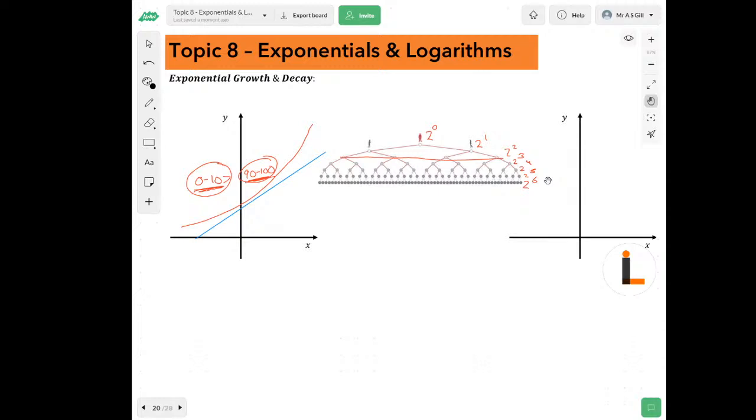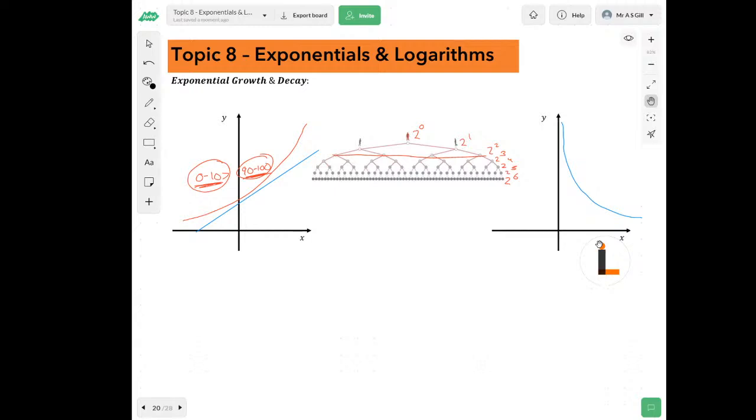Okay? And then exponential decay works in the exact opposite fashion. We would have something that looks like this, right? Where we're decreasing at a quicker and quicker rate. So something like nuclear decay. Those who study physics or chemistry, uranium decays exponentially. So the first half will decrease a lot quicker than the next half, and the next half, and so on and so on.